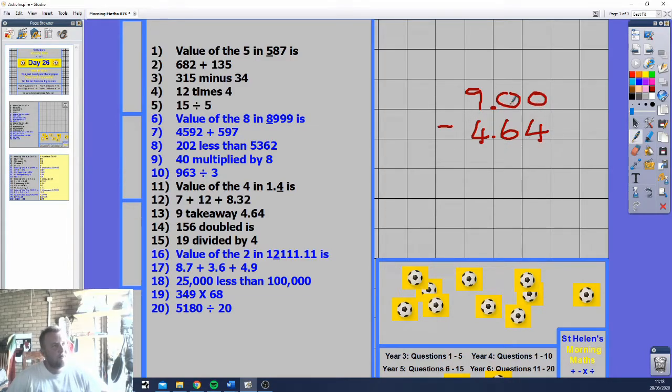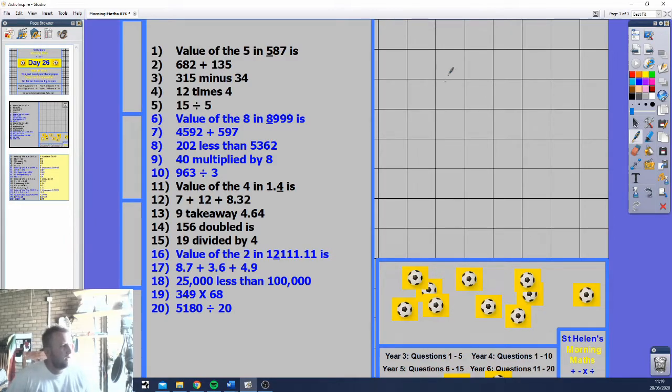I can't do 0 take away 4, and I can't borrow from this over here. So I need to borrow from this over here to become 8, to make that 10. Now I can borrow from that 10, which becomes 9, and that becomes 10. 10 minus 4 is 6. 9 minus 6 is 3. Decimal point, always remember. 8 minus 4 is 4. And you get 4.36.